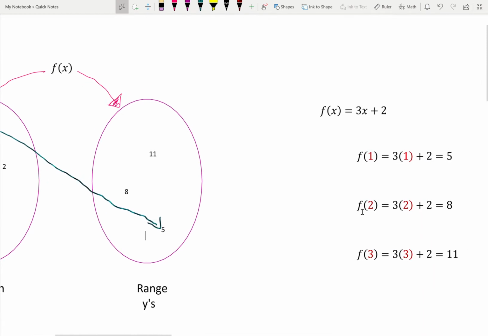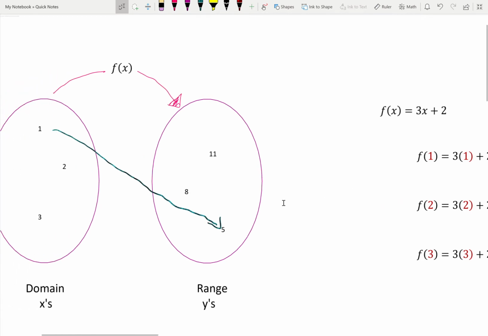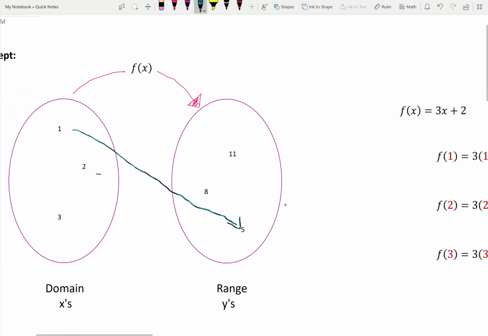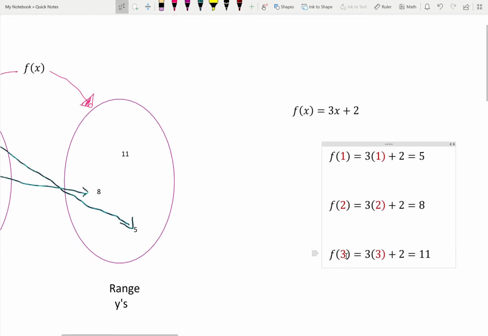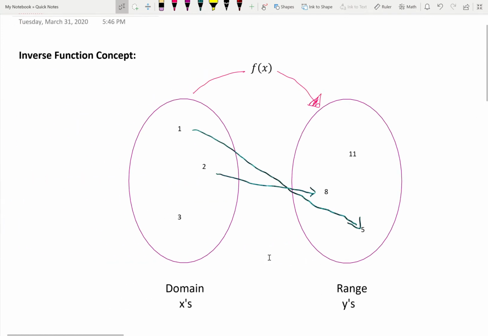Okay, well, what if I put 2 into this function? Well, if I put 2 into this function, I get out an 8. So that means 2 will be mapped to 8. All right, in the same manner, if I put 3 into this function, I get out an 11. So if I put 3 into the function, it gets mapped to the number 11.